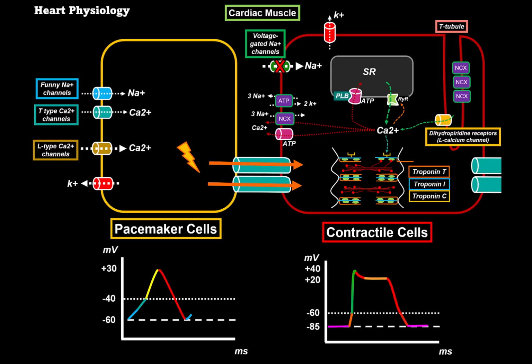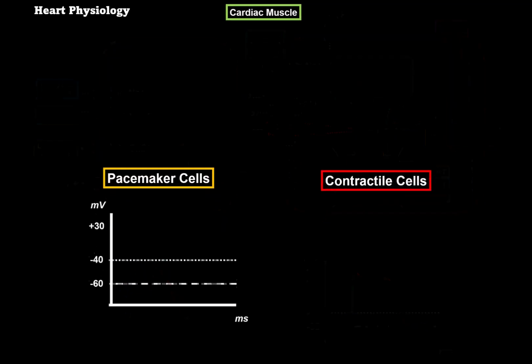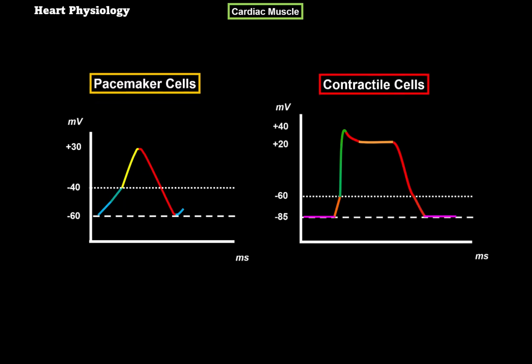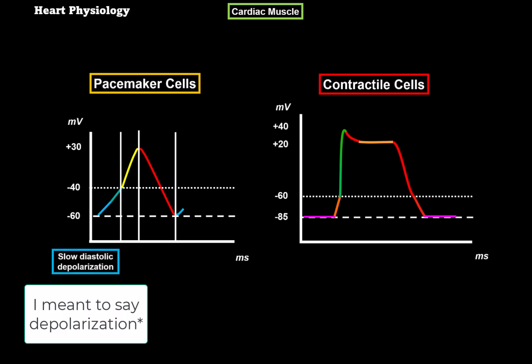Alright, awesome. Now, let's take a closer look at these two graphs and divide these graphs into phases so that it makes so much more sense to understand them. The pacemaker cells can be divided into three phases. First one is the slow diastolic repolarization phase.